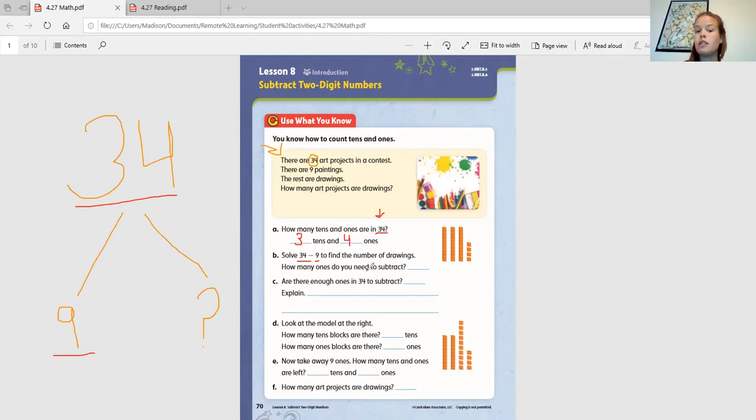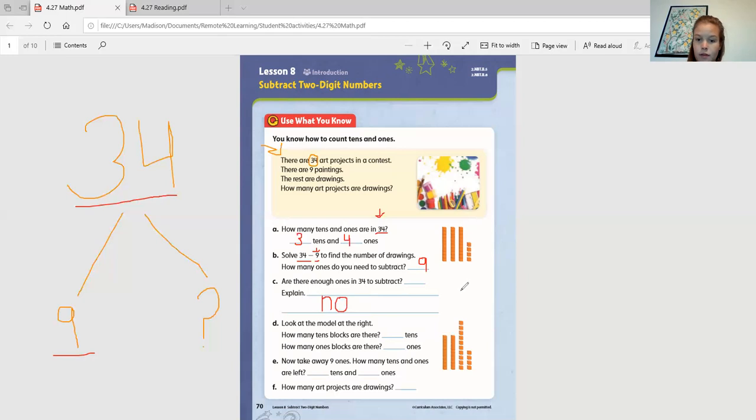How many ones do we subtract? Well, we're subtracting 9, and that's the only number there, so that's 9 ones right there. Now let's go over here to this question. Are there enough ones in 34 to subtract? Let's count how many ones we have again in our picture. 1, 2, 3, 4. We only have 4 ones in this drawing right here, and that's not enough, because if I try to count up to 9, 1, 2, 3, 4, I can't get all the way up to 9. So we'll put a no right here.